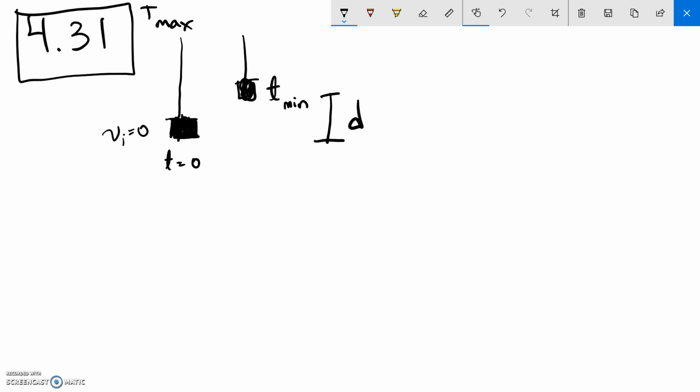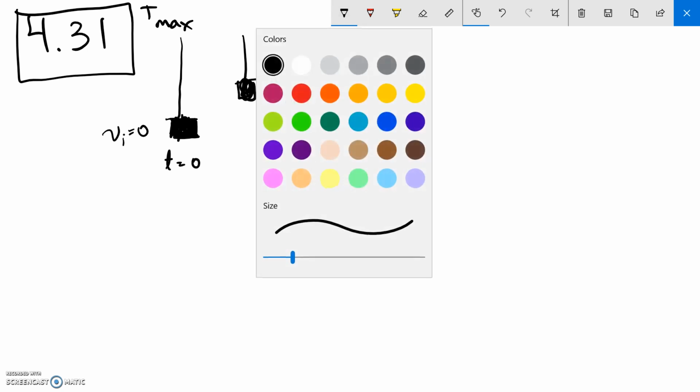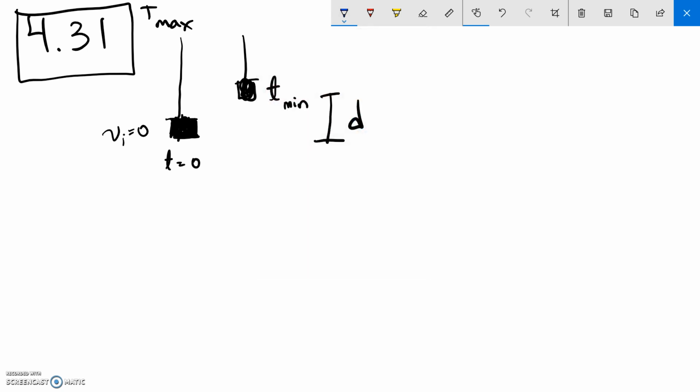Alright, 4.31 is also a problem recommended by your course director. It's also a very general physics problem found in many different books. It deals with some mass M being held by a rope with tension T, and this rope, like every other physical rope, has a maximum tension it can withstand before it breaks, and we call that Tmax.